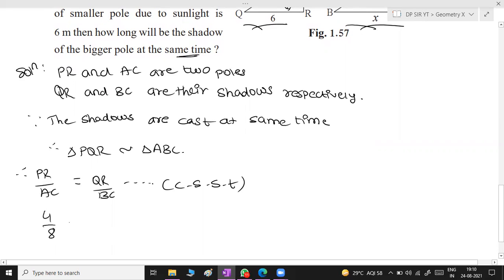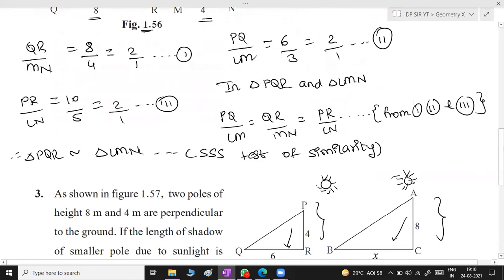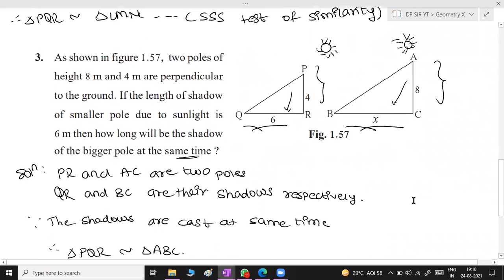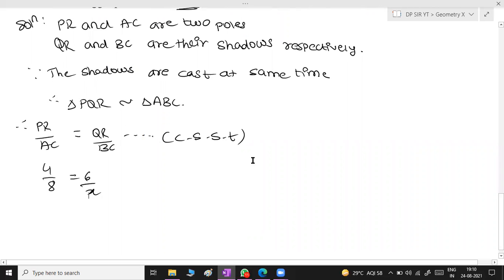Therefore, 4 upon 8 is equal to 6 upon x. If you look here, I have just taken the proportion. So sorry, here it's PR upon AC. Yes, it's right. PR upon AC is equal to QR upon BC. Just solve for it. You are going to get 1 by 2 is equal to 6 upon X. Therefore, X is equal to 6 into 2. So X is equal to 12.